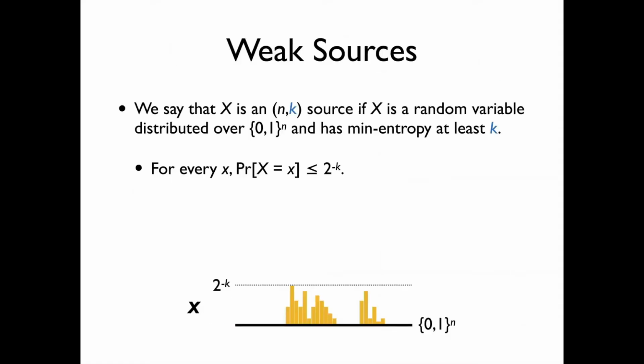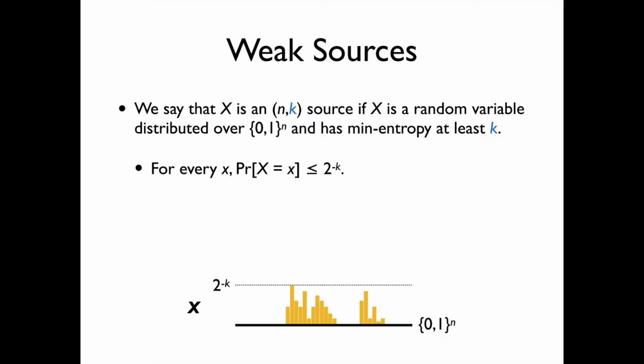Now, I also want to define dispersers in terms of random variables. And for that, we need to define the notion of a weak source. We say that X is an (n,k) source if X is a random variable distributed over {0,1}^n and has min-entropy at least k, meaning that for every x, the probability to see x is not too large. It's at most 2^(-k).